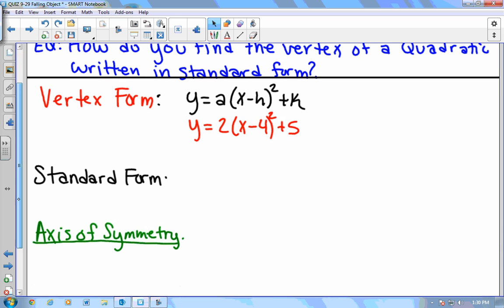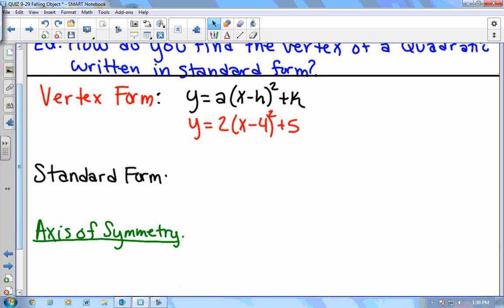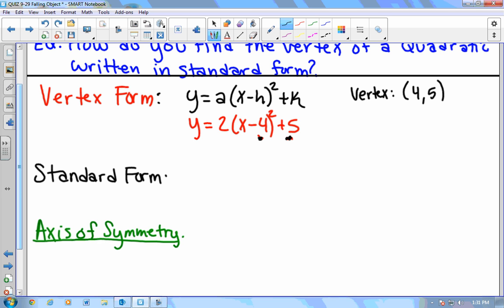Because, watch my hand and say it with me. What do we say? Opposite, same. Opposite, same. So the numbers for the vertex would be opposite of this guy, which is positive 4, same, which would be 5. So the vertex of that is 4, 5.